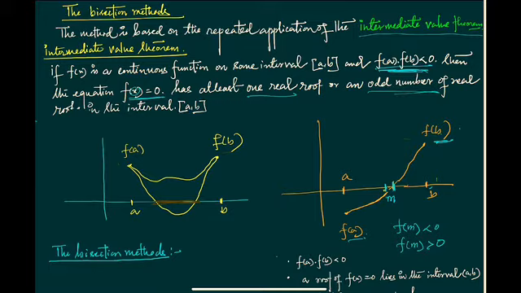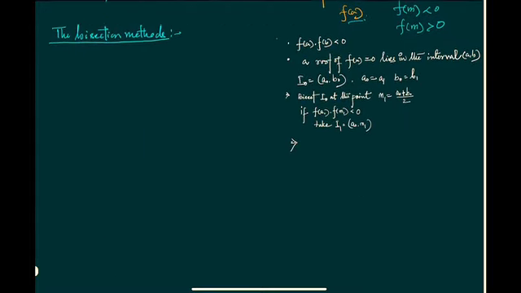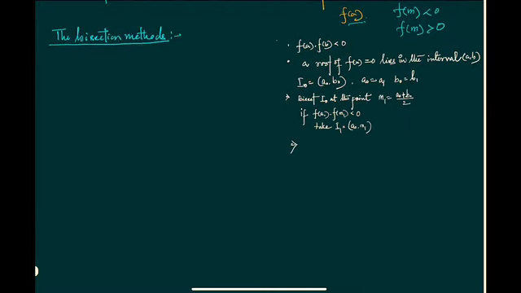Next, now you can say that for the bisection method, f of a into f of b must be less than 0. A root of f of x equal to 0 lies in the interval. This is my graph and this is a and this is b.